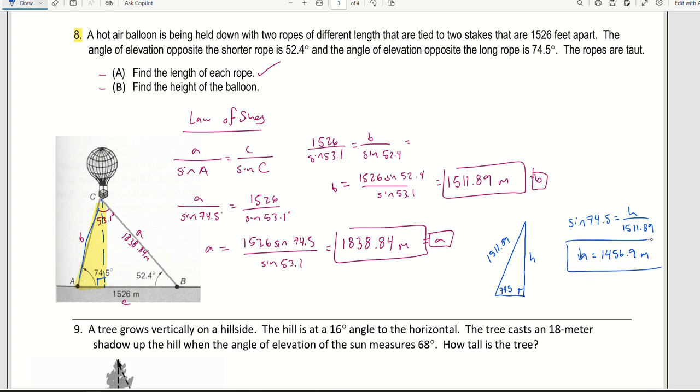That is our height. Let me know if you have any questions.